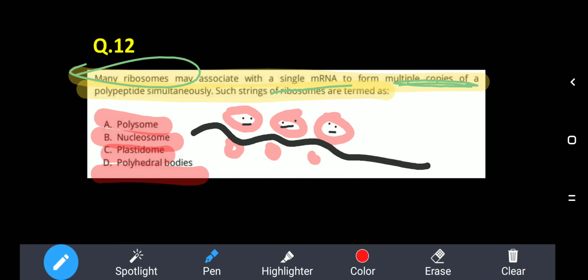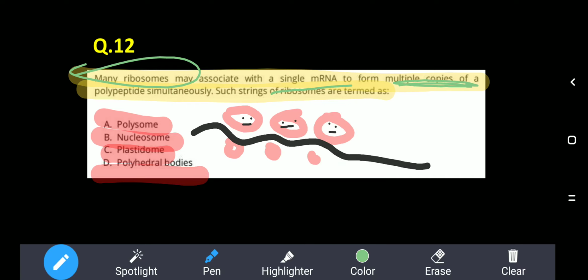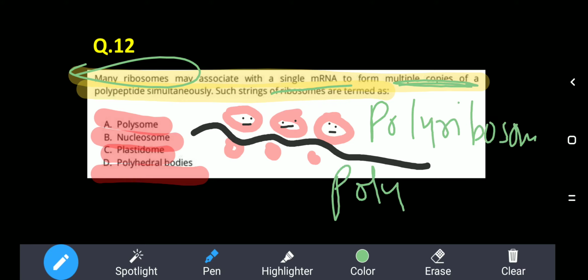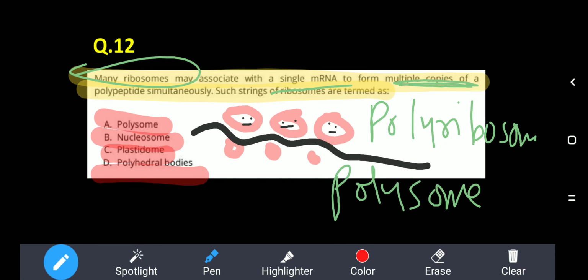These all make such a string of ribosomes. This structure which I have drawn here, people, is called a polyribosome, or it is also called a polysome. So the answer here is going to be polysome. So our correct answer is going to be polysome.